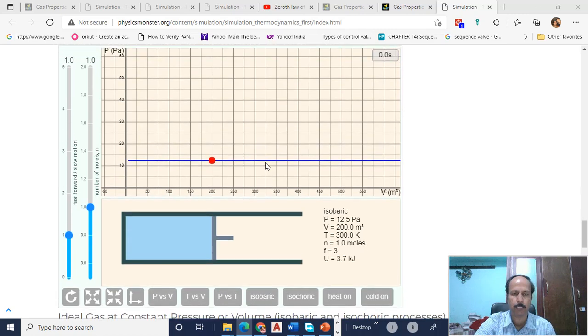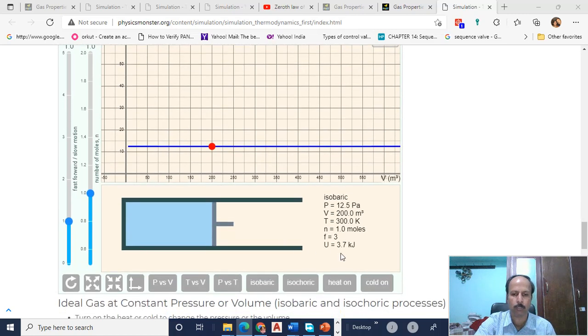In this case, the first step is you have to note down these values. This is the internal energy of this system, that is 3.7 kilojoules. Temperature of this system is 300 kelvin. Volume of this system is 200 meter cube, and the pressure of this system is 12.5 pascals.